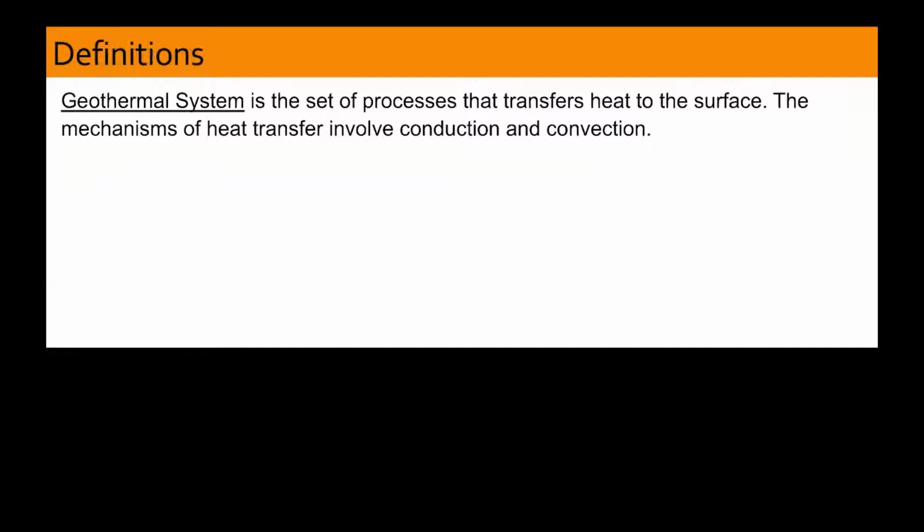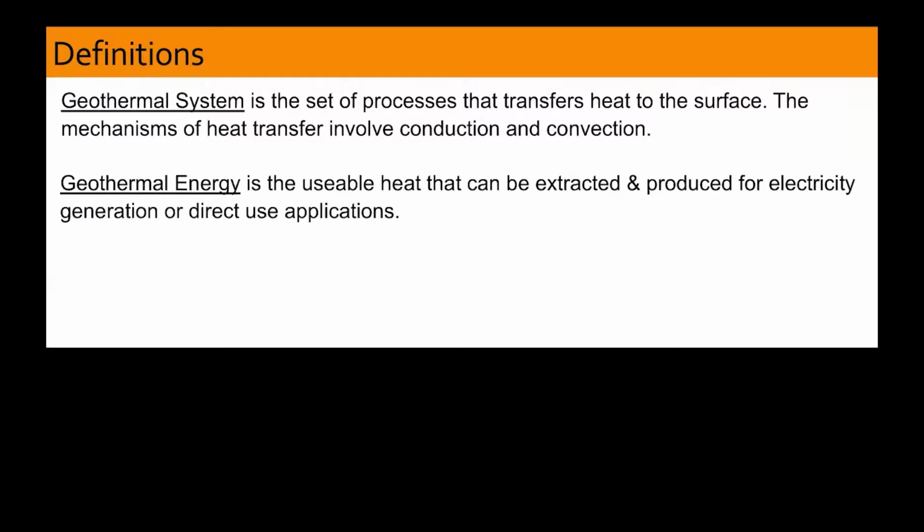A geothermal system is a set of processes that transfers heat to the surface. The mechanisms of heat transfer involve conduction and convection. Geothermal energy is the usable heat that can be extracted and produced for electricity generation or direct use applications.